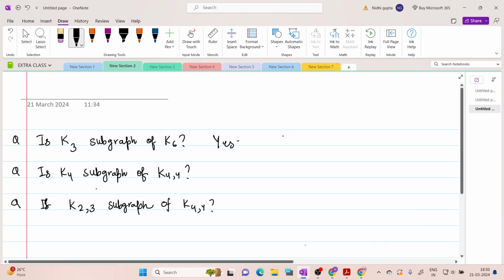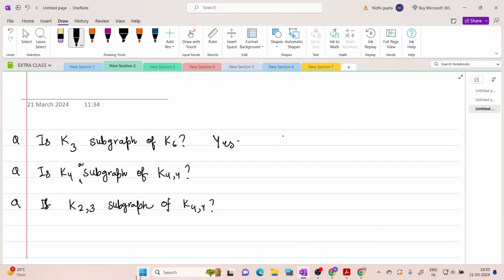Now what about 2? Is K4 a subgraph of K4,4? True, ma'am. So why? Now you have to give, if K4 is this, K4,4 is this. If you are saying that K4 is a subgraph of K4,4, then you'll have to give me 4 vertices which are forming K4.